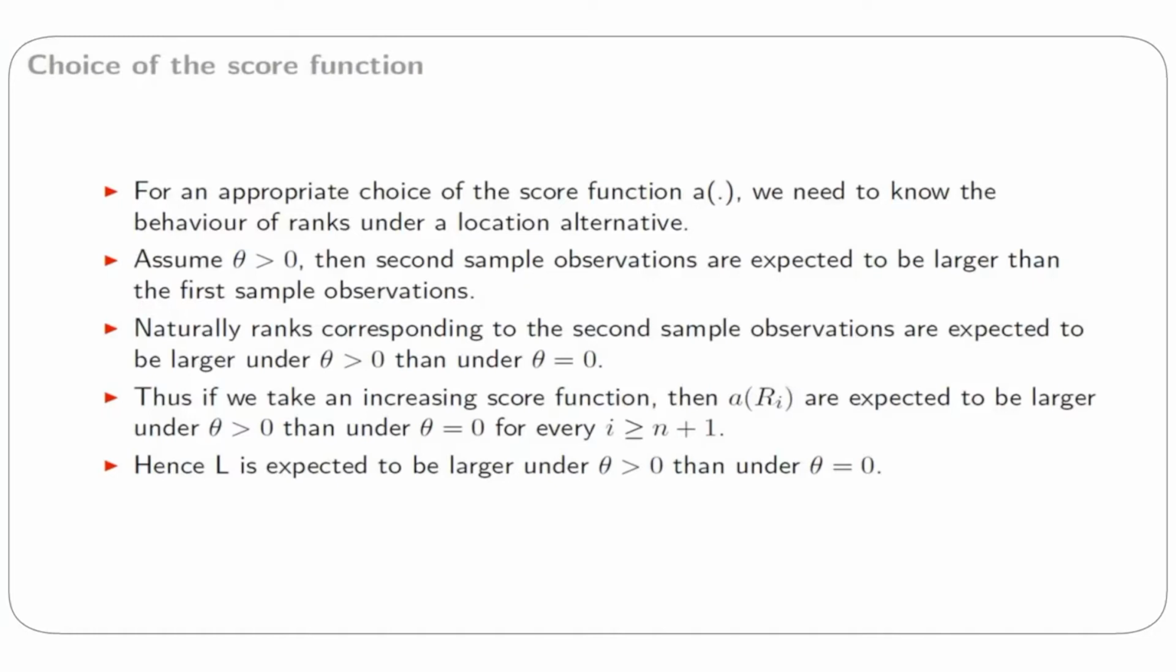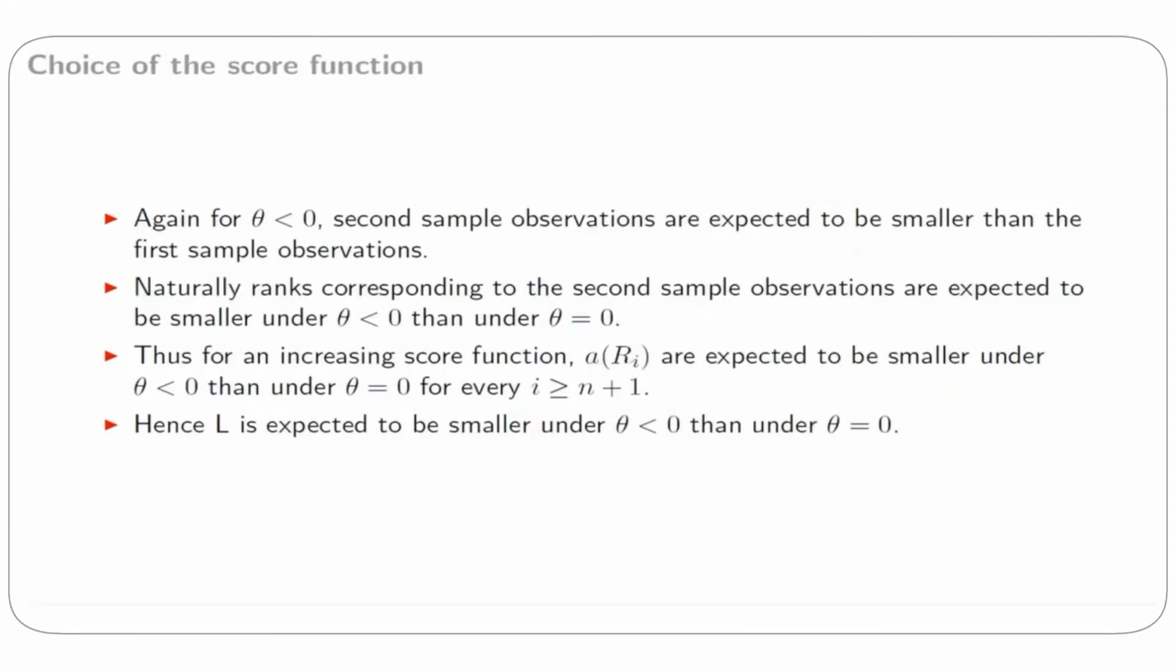For an appropriate choice of the score function, we need to know the behavior of ranks under a location alternative. First assume theta greater than 0. Then second sample observations are expected to be larger than the first sample observations. Naturally, ranks corresponding to the second sample observations are expected to be larger under theta greater than 0 than under theta equal to 0. Thus, if we take an increasing score function, then a(R_i) are expected to be larger under theta greater than 0 than under theta equal to 0 for every i. Hence, L is expected to be larger under theta greater than 0 than under theta equal to 0.